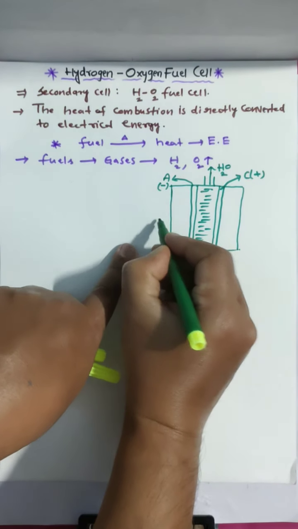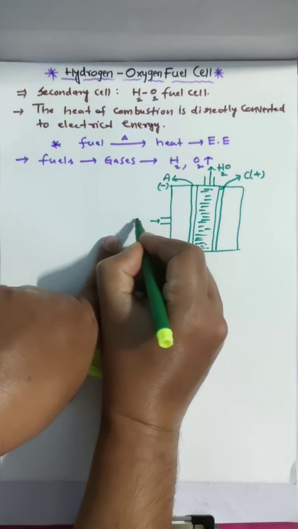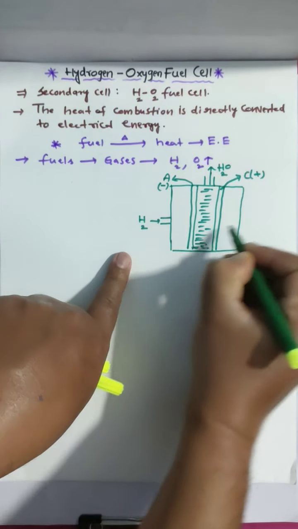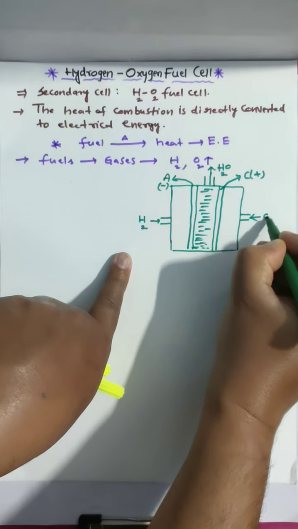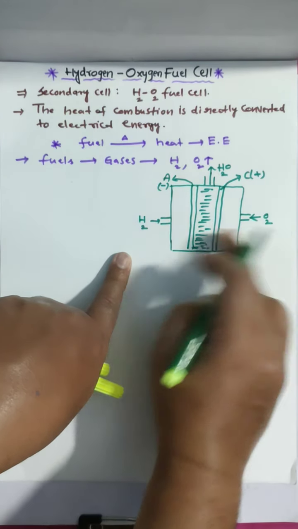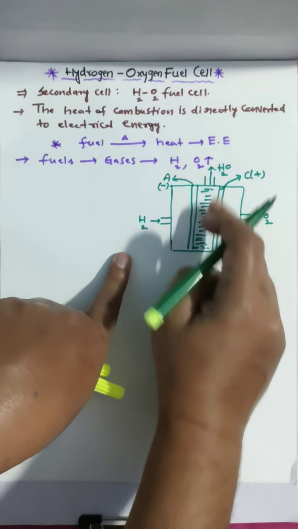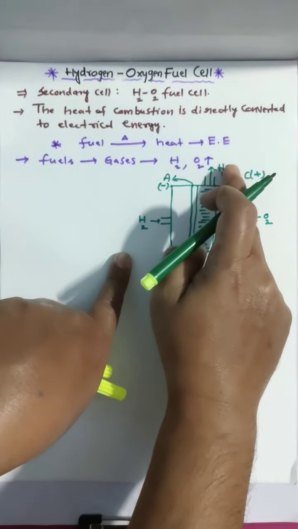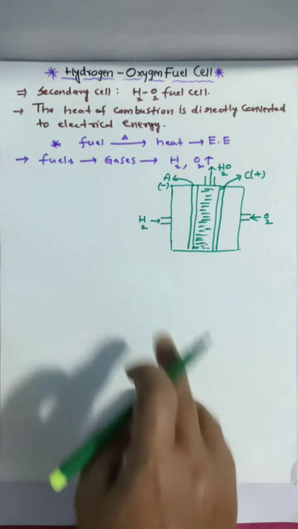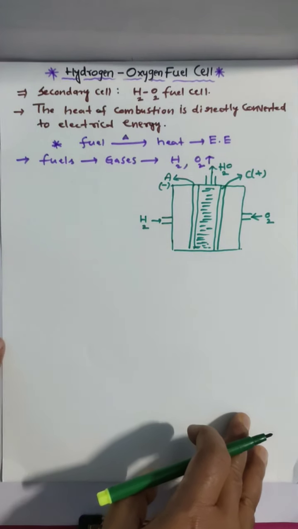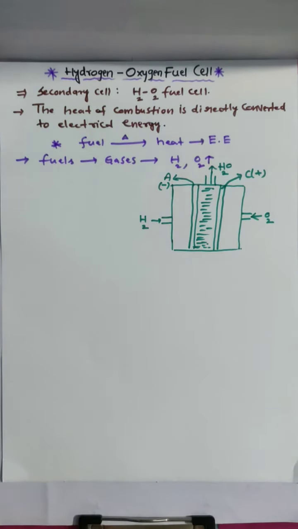Clear? Here we have one inlet through which we pass hydrogen gas, and another inlet through which we pass oxygen gas. These two are burned and release H2O in gaseous form, meaning vapors. These vapors are later converted into electrical energy. This is the construction we have.